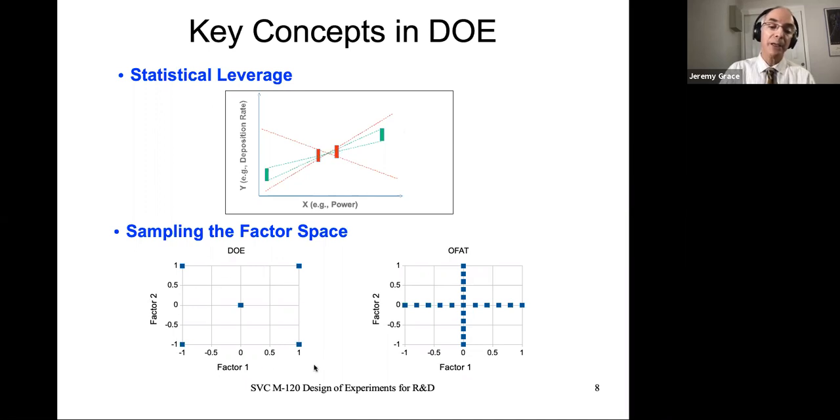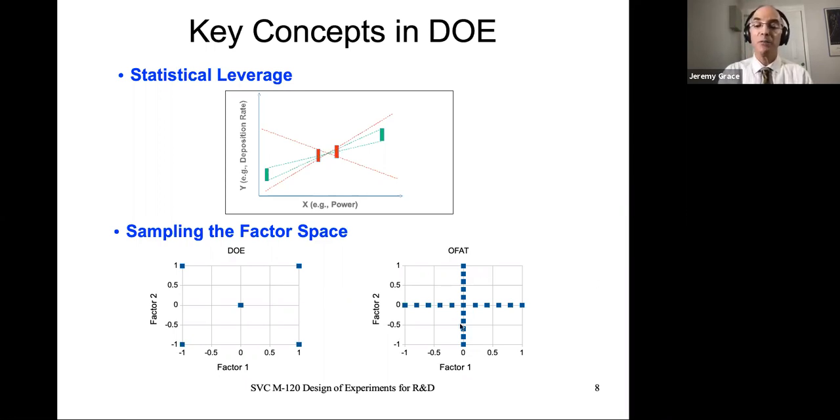And when you look at a design, this might be, for instance, a two-factor experimental design with 4 corners and a center point. Now, the fact that these corners are far apart relates to statistical leverage, okay? And the fact that there are very few of them relates to the idea that we're going to be fitting a fairly smooth and continuous function, and we don't need a whole lot of points to do that fit.